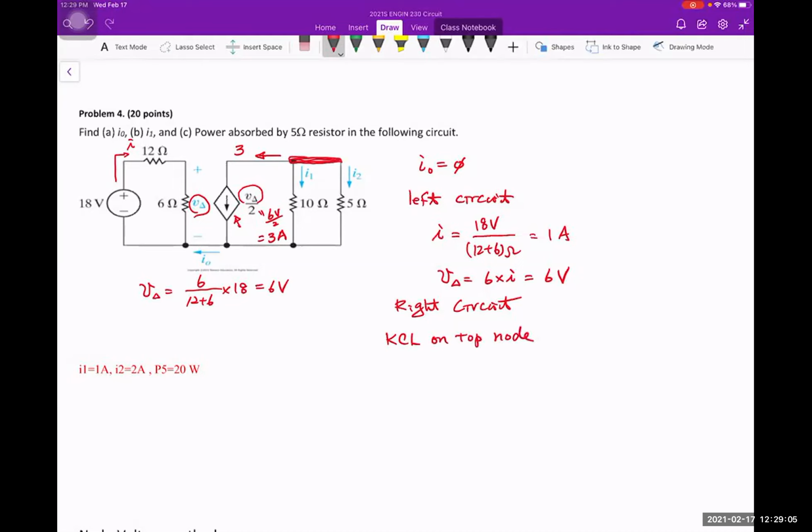I write the summation of the currents equal to 0. So I have all currents leaving. So you can write 3 plus I1 plus I2 equal to 0. Now, this doesn't help me a lot, right? I don't know what these currents are. How can I solve this?